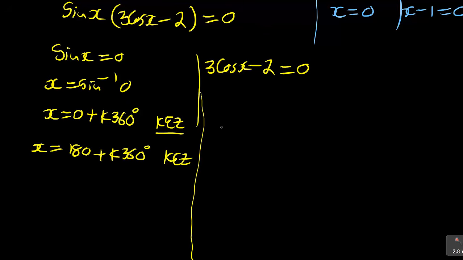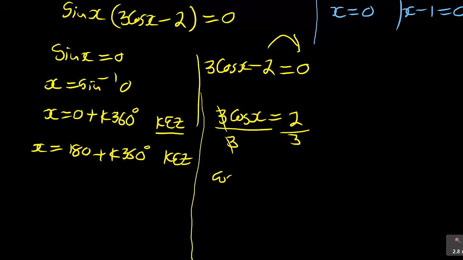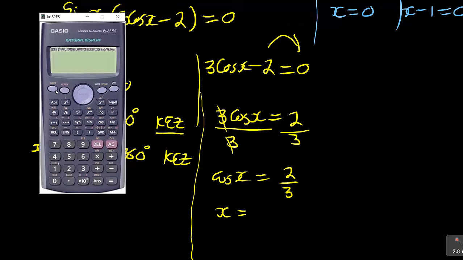Now what about the other one? We've got 3 cos x is equal to, take 2 to the other side, it's positive 2, divide by 3, so that you've got cos x is equal to 2 over 3. Now we have to find x. What is x? X is arc cos. So shift arc cos of 2 over 3.